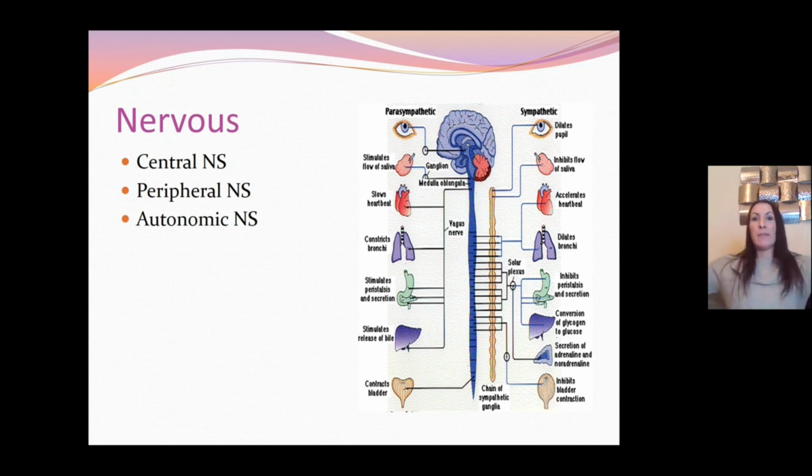If I want to lift my arms up or down, I've consciously decided to do that. But the autonomic nervous system controls things like pupil dilation, heartbeat, heart rate, whether or not we are digesting our food, things like that. So anything that we're not consciously aware of is all controlled by our autonomic nervous system.